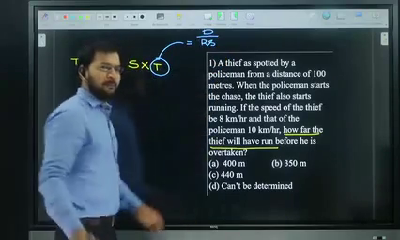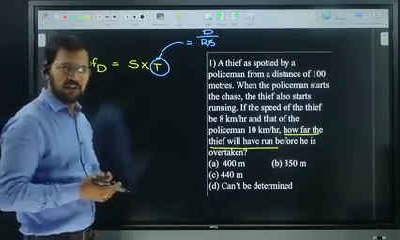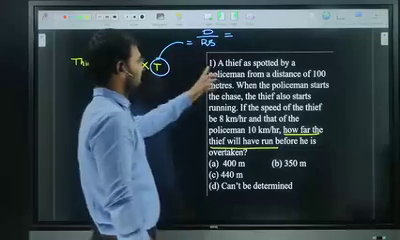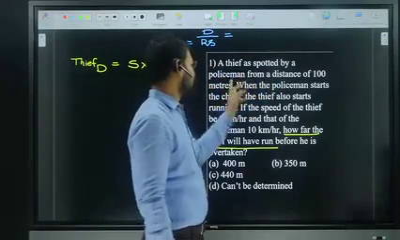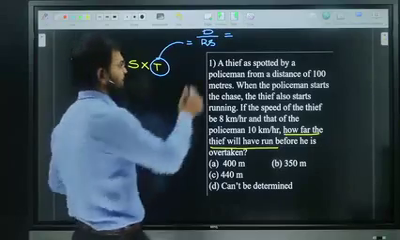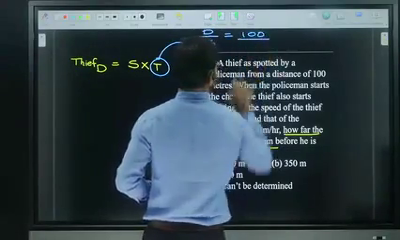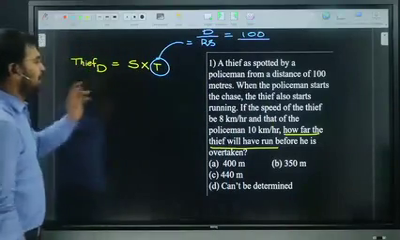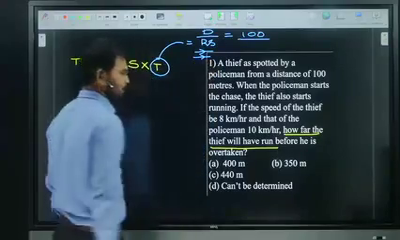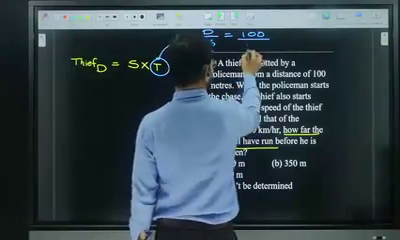Because the policeman is in motion, the thief is also in motion. The distance between the two persons is what? A thief has been spotted by a policeman from a distance of 100 meters. So the distance between the two persons is 100 meters. So 100 meters by relative speed. I already told you, relative speed in the same direction is the difference of the speeds. So the difference is 10 minus 8.